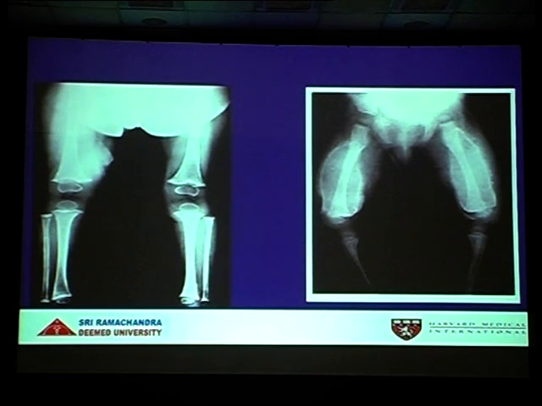This one. These are all the classical X-rays, they'll keep it for the exam. Here you see this, and here the periosteum is so much elevated. What do you think? Scurvy. Yes, very good. This is scurvy.